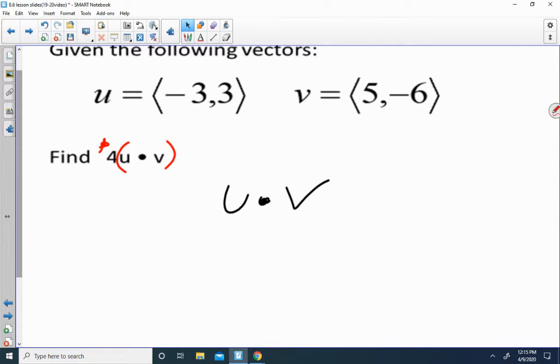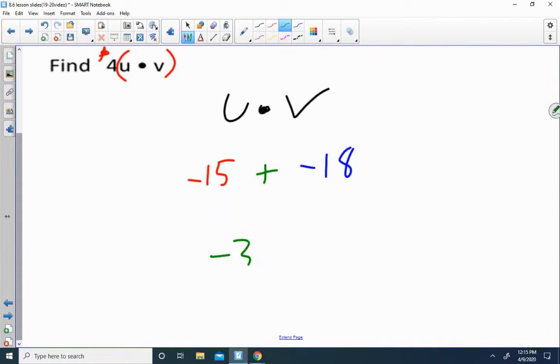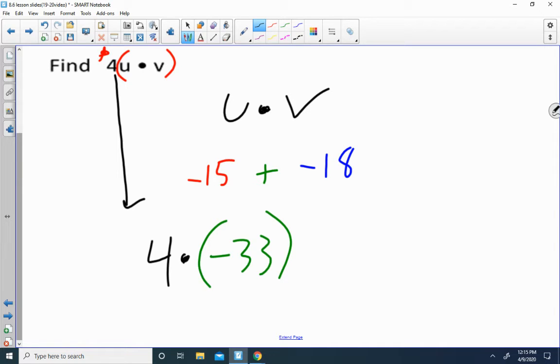So first, you'll multiply the first numbers to get negative 15. Multiply the second numbers to get negative 18. Add the two results together, and that will give you, as before, negative 33. But we're not done here, because once we found the dot product, we were then supposed to multiply it by 4. So there you go, negative 15 plus negative 18 gives you negative 33.